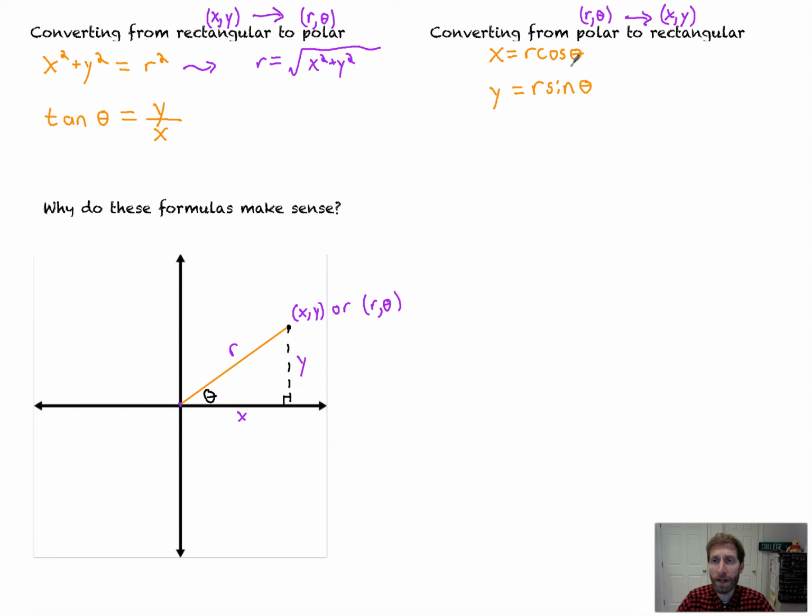So now here, this makes sense because if you look at this, we have that x over r is adjacent over hypotenuse, and that is equal to cosine of theta. Going one more step then, solving for x, that's r cosine theta is x. Then, solving for y, we'd have y over r is equal to the opposite over the hypotenuse, which is sine of theta. So y is equal to r sine of theta.